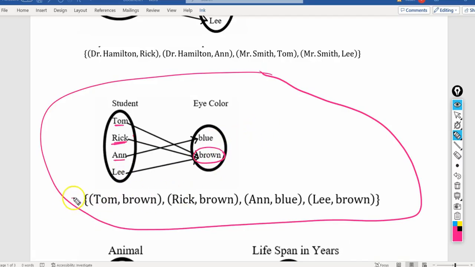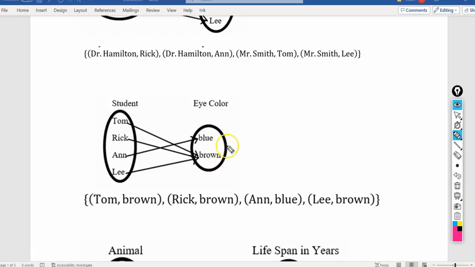If we look at this representation and you were asked, is that a function? Well, Tom is not a first entry anywhere else. Rick is not repeated as a first entry anywhere else. Anne is not repeated as a first entry anywhere else. Lee is not repeated as a first entry anywhere else. So this is a function.